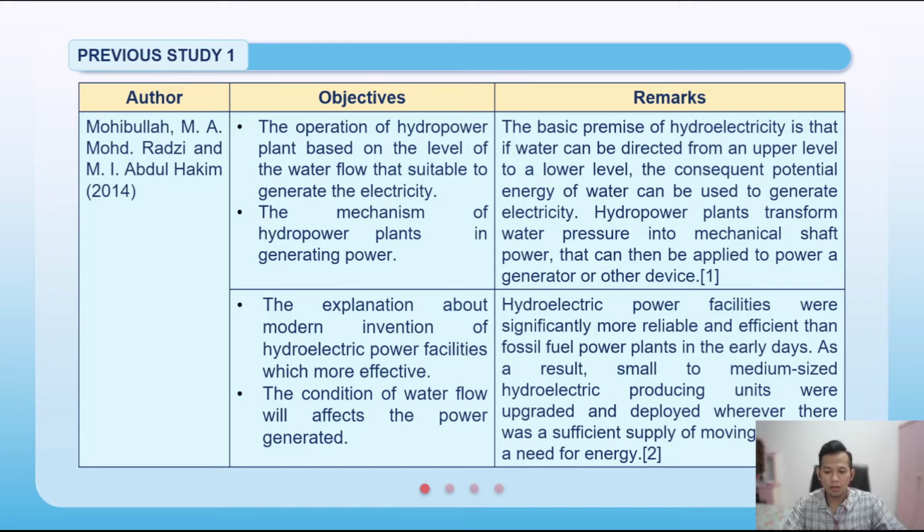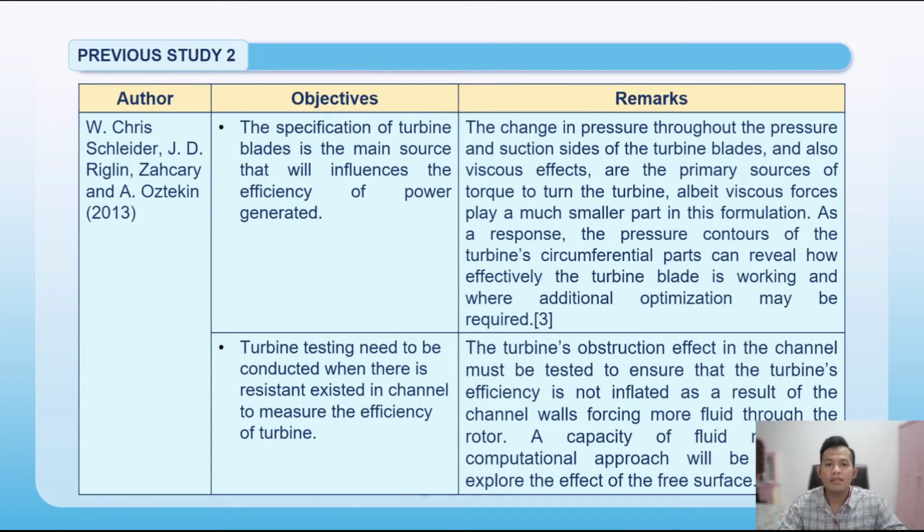For citation number 2, the objective is the explanation about the modern invention of hydroelectric power facilities which are more effective, and the condition of water flow will affect the power generated. For previous study number 2, the title of the journal is Design and Simulation of Macro Hydrokinetic Turbine. This journal was established in 2013.